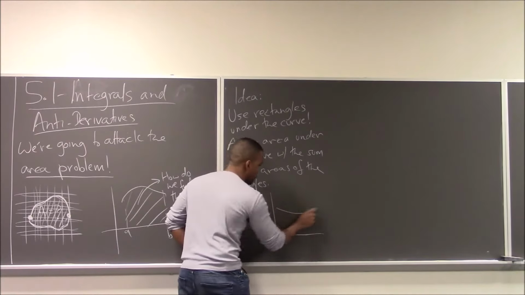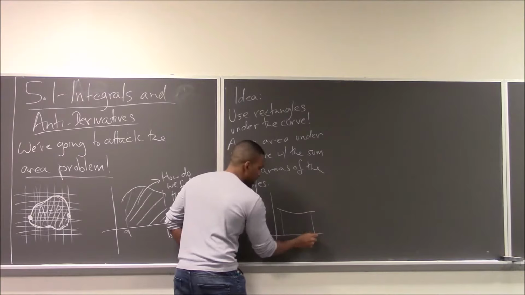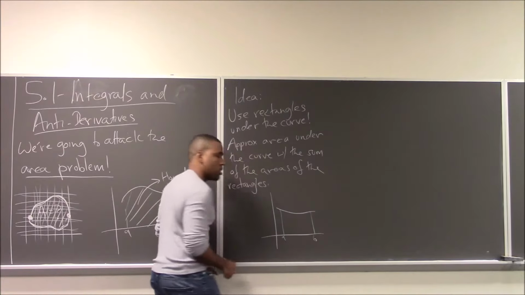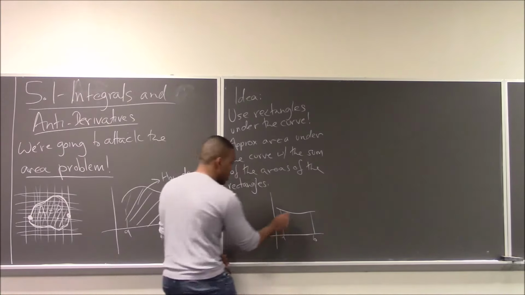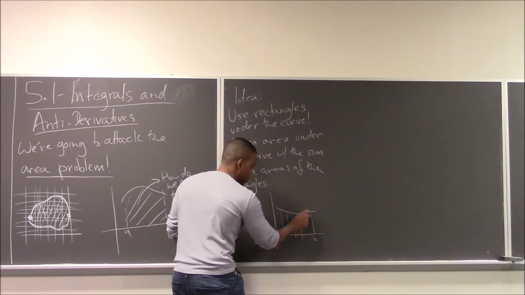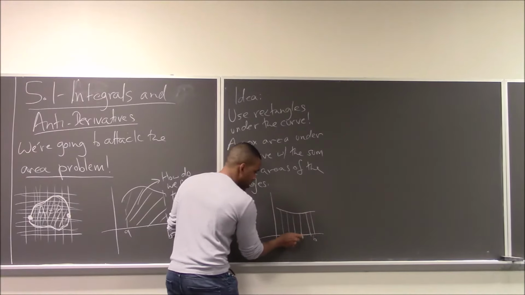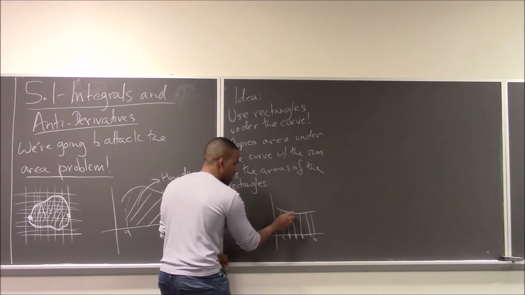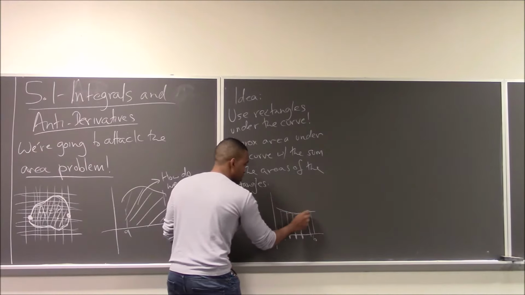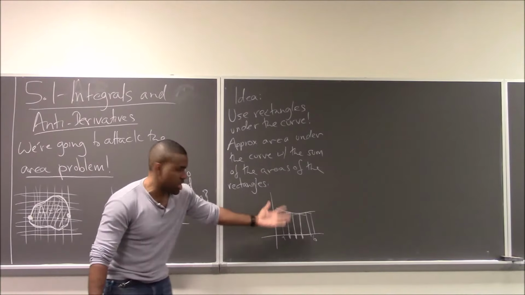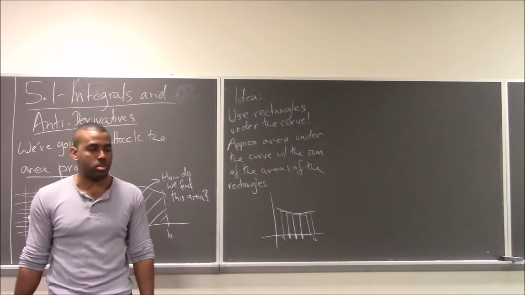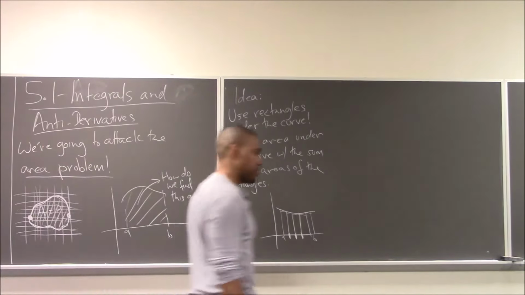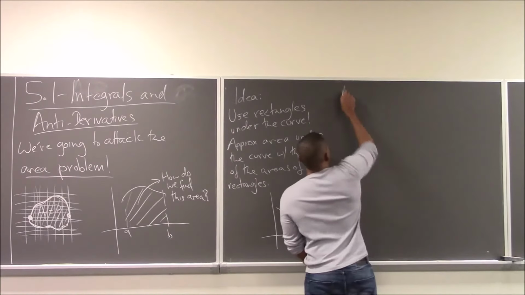We have some curve. We want to find the area under that curve from A to B. So what we do is we split this up into several subintervals, they call it. You split the interval A, B into subintervals. On those intervals, you make rectangles. And basically, we add up the areas of those rectangles, and we use that as an approximation for the area under the curve. Okay? There are many ways to do this.